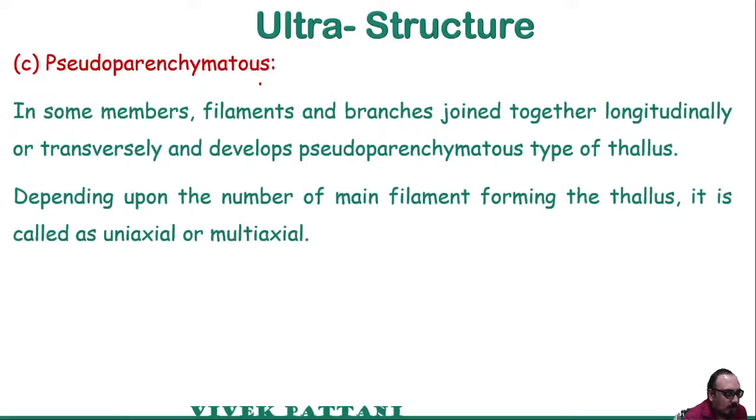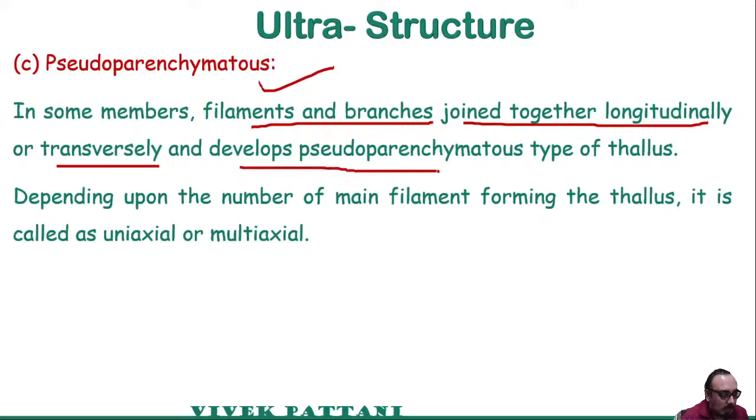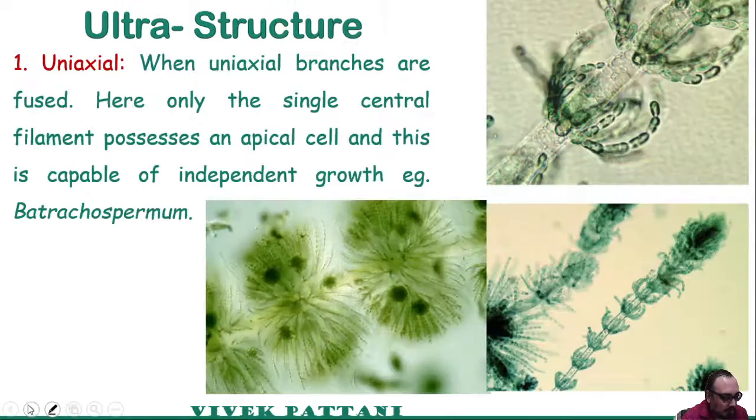Next comes pseudoparenchymatous. The name itself says pseudo. In some members, filaments and branches joined together longitudinally or transversely develop a pseudoparenchymatous type of thallus, and depending on the number of main filaments forming the thallus, it is called uniaxial or multiaxial. Please have a look at the uniaxial ones, where you can see the branching here.